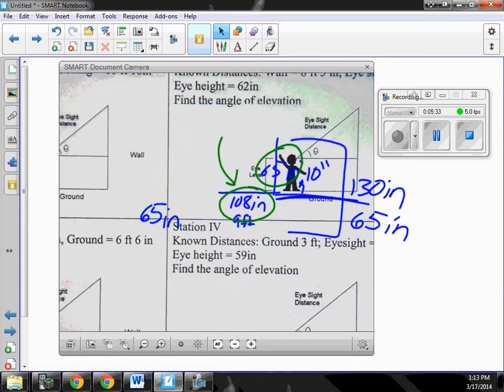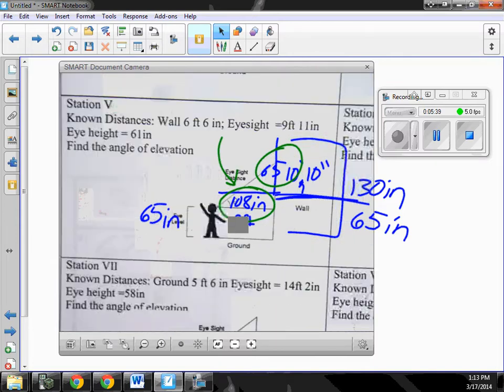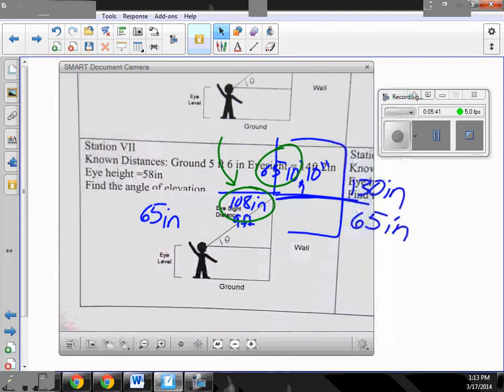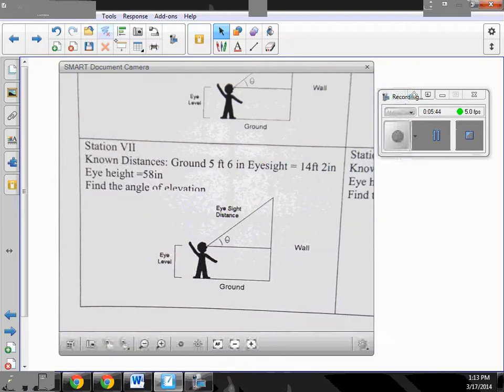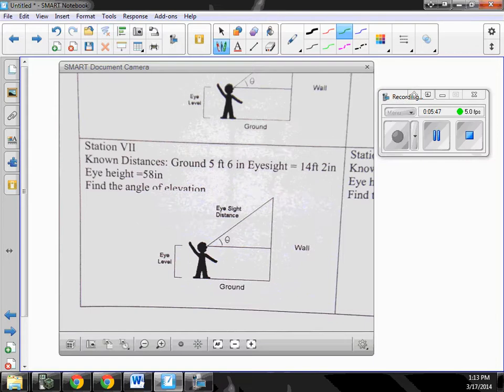Let's do station 7 because it's a little bit different. Known distances. The ground is 5 feet 6 inches. What is that in inches? 5 times 12 is 60 plus 6 is 66. And the eyesight is 14.2. What is that in inches? 170. So that's 170 inches. And the eye height is 58 inches.